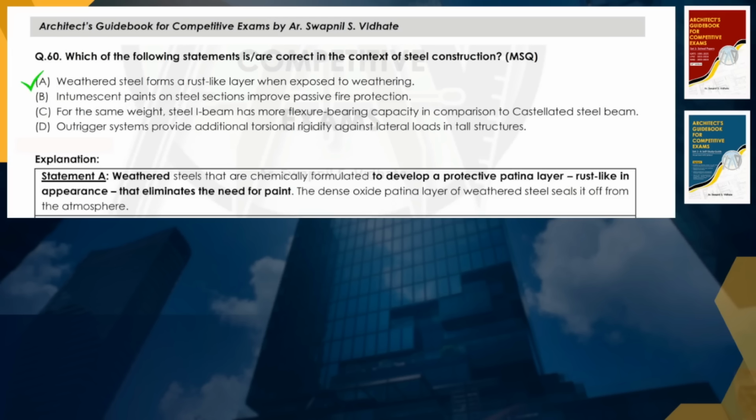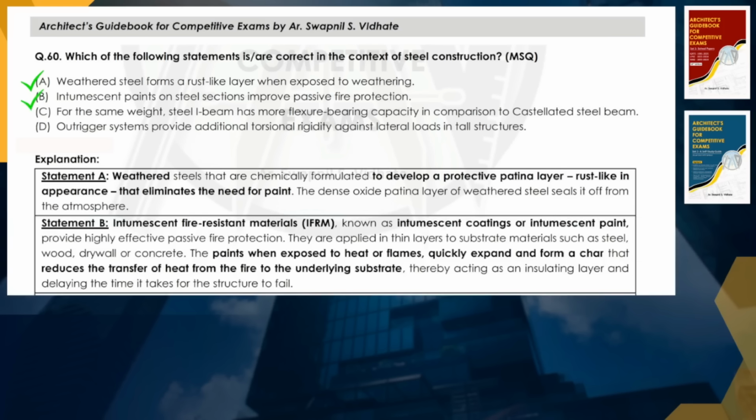So the statement A says weathered steel forms a rust-like layer. It is the correct statement. Now, what is weathered steel? The weathered steel is chemically formulated to develop a protective patina layer, which is a rust-like layer, and it has an appearance like rust, which eliminates the need for paint. Right. So the dense oxide patina layer of weathered steel seals it from the atmosphere. So option A is the correct statement. Option B says intumescent paints on steel sections improve passive fire protection. This is also the correct statement.